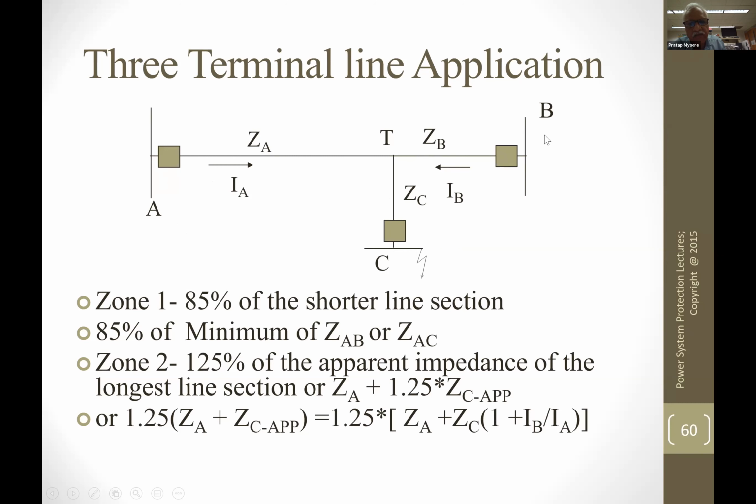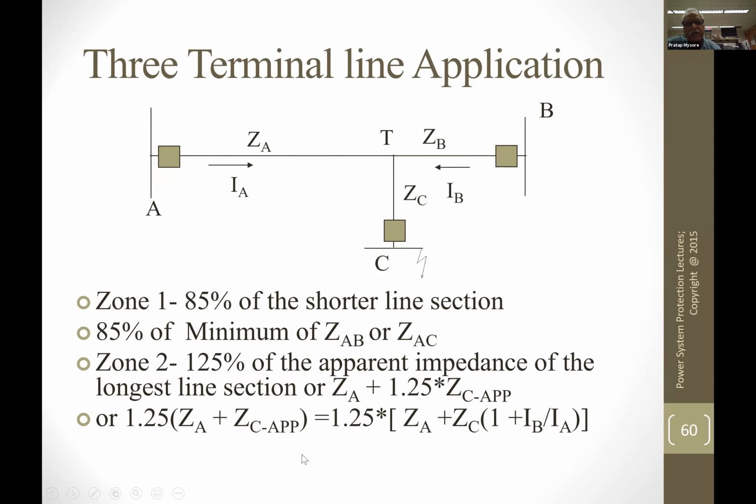So if I take A to B and set it to 85% of that, 1 plus 2 is 3, 85% of 3 is 2 plus something, right? Whereas this impedance A to C is only 2 ohms. So I will be overreaching on zone 1. So I have to take the smallest impedance, the shorter of the two impedances from the local station to the remote stations, and set 85% of that as zone 1. Zone 2 is 125% of the apparent impedance of the longest section, whatever we have. So ZA plus 1.2 C apparent. In this case, we have taken this.